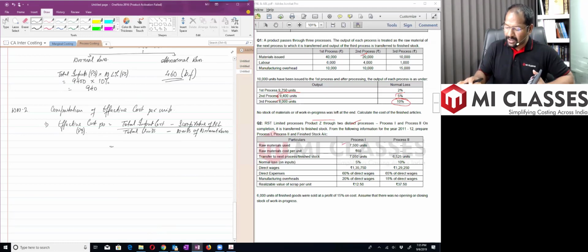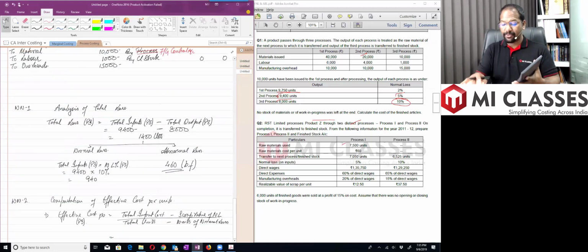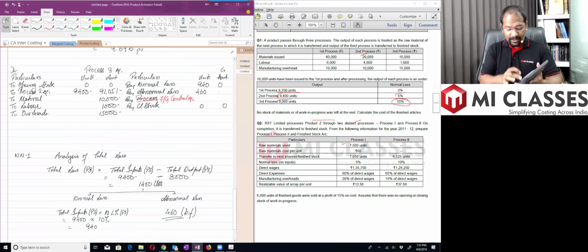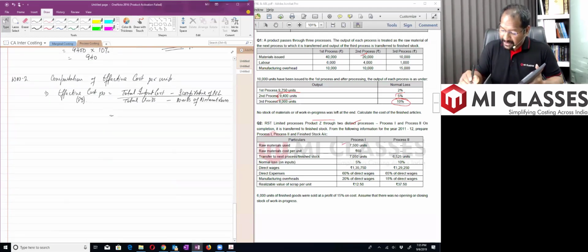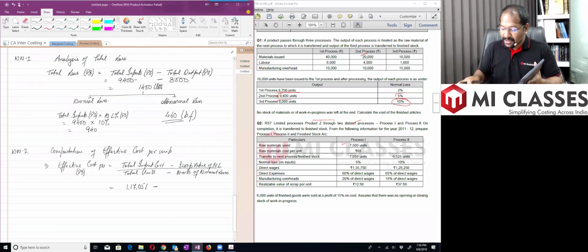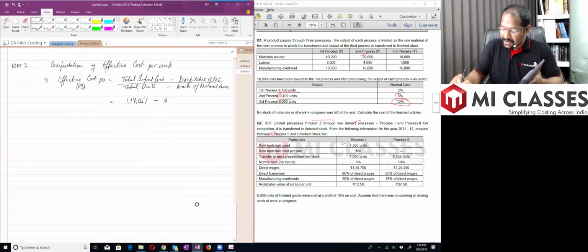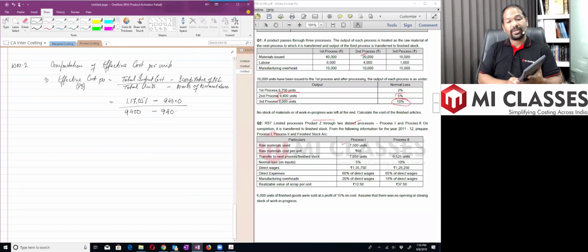All right. So total input cost is how much? We'll go and calculate the input cost. So input cost will be 91,051 plus 10,000 plus 1,000 plus 15,000. So total input cost is coming 1,17,051. 1,17,051 minus scrap value of normal loss. How many units were scrap value? Do you remember? Normal loss was 940 units. But how much was the scrap value? Into 0, because there was no scrap value given in the question. And how much is total input? So it was 9,400 minus units of normal loss. We have already written on numerator 940 units.